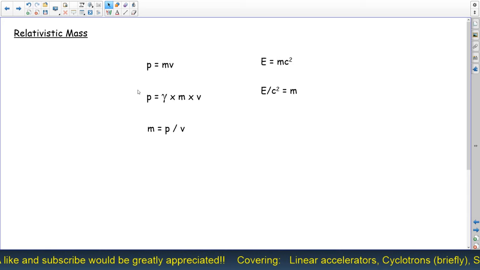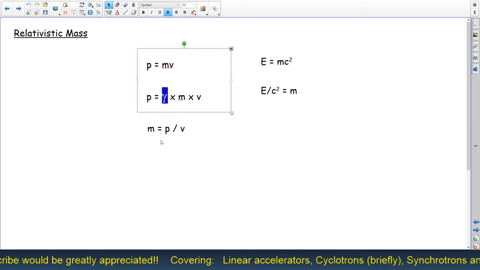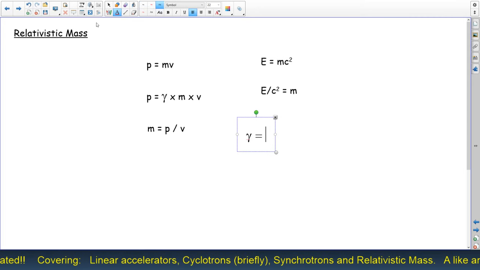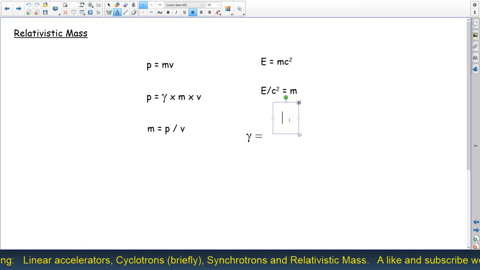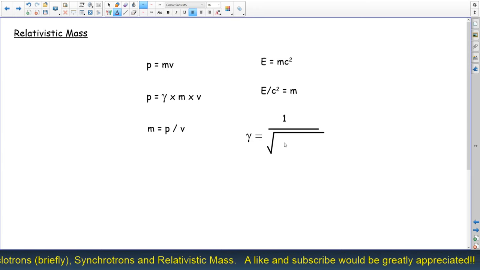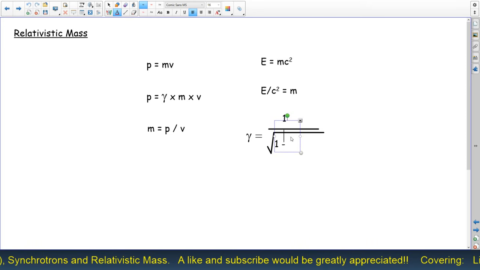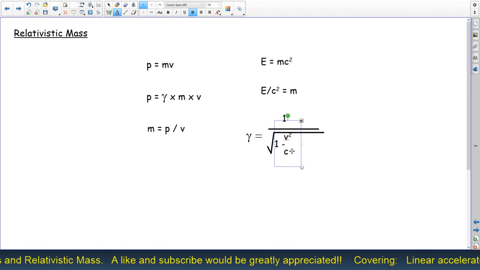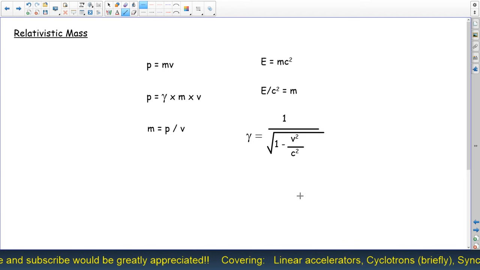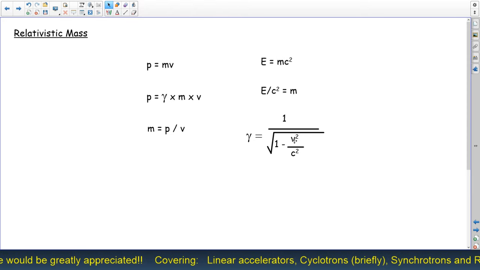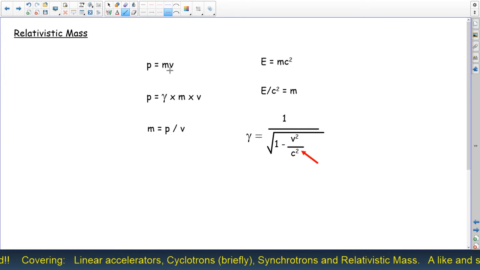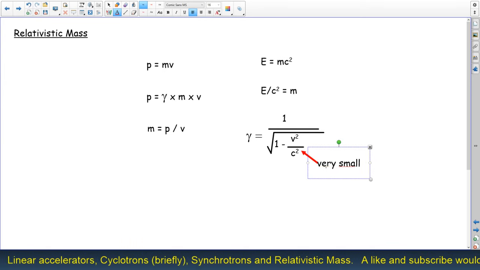Is that right? Now, this little gamma here becomes important because I want to define mass in terms of momentum. Gamma is something called the Lorentz factor, and it's equal to 1 over the square root of 1 minus v squared over c squared. Okay, so I'm going to let that percolate for a little bit. But essentially, for almost all situations, the velocity of any object squared divided by the speed of light squared tends towards zero. This is very, very small. Usually.